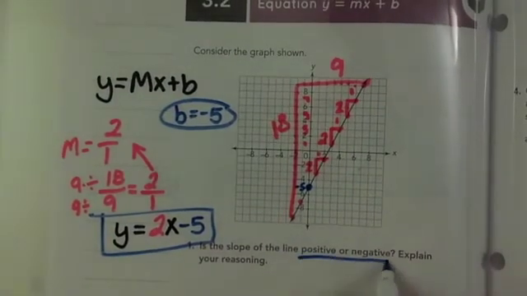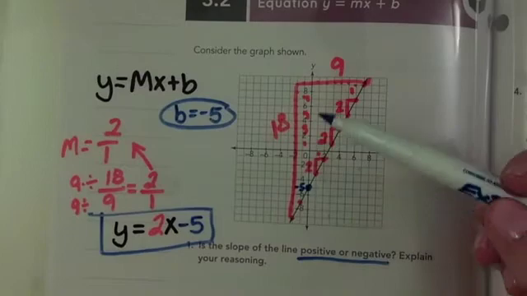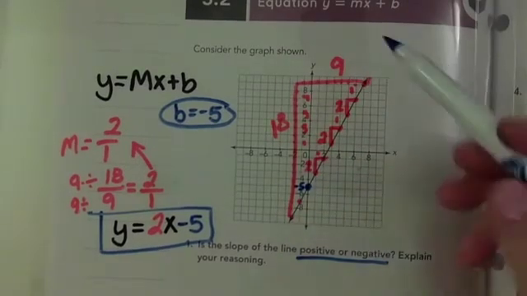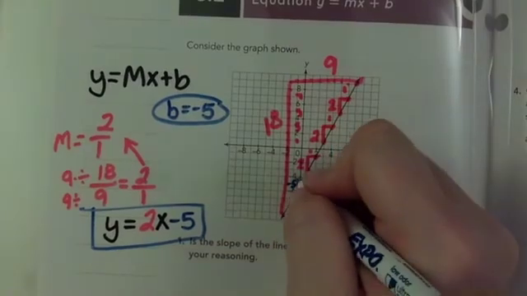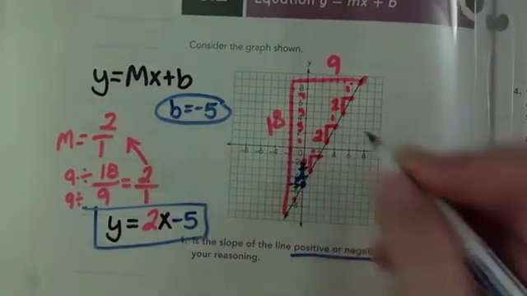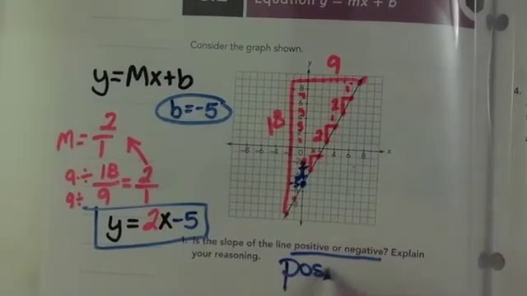Again, we should have answered this. Is it positive or negative? Are they going up and over, or are they going down and over? So it's going up. Think about your slope. He would start right here, and then he'd go up and over. So it would also be positive.